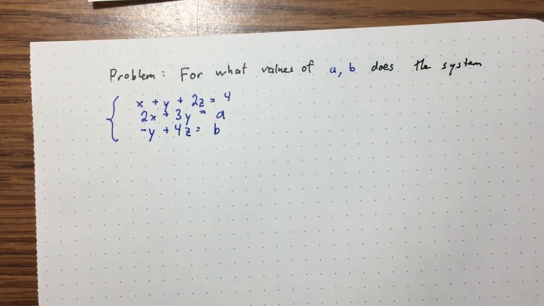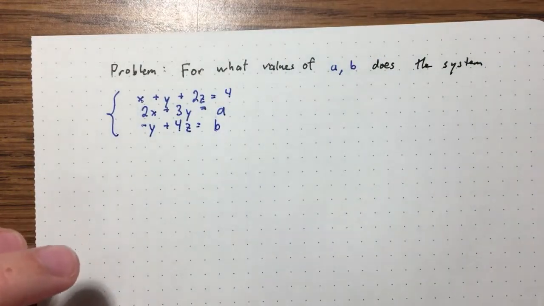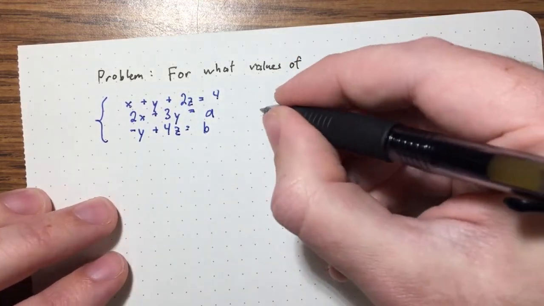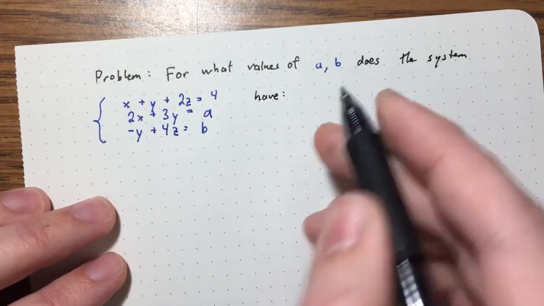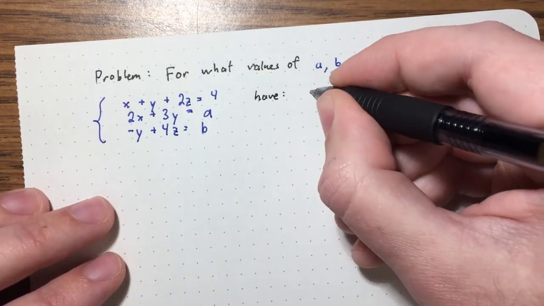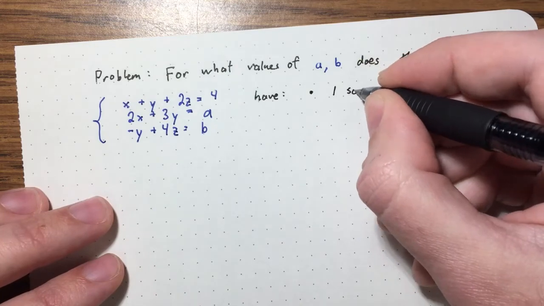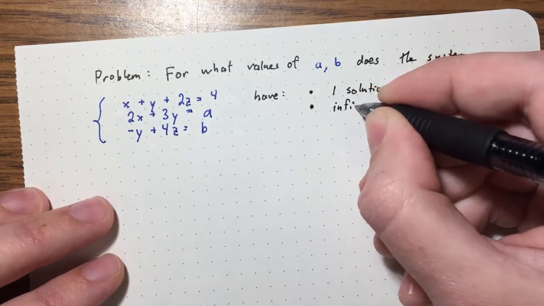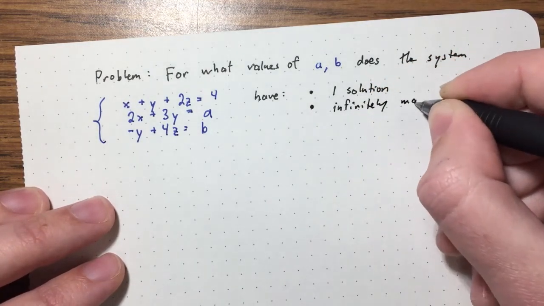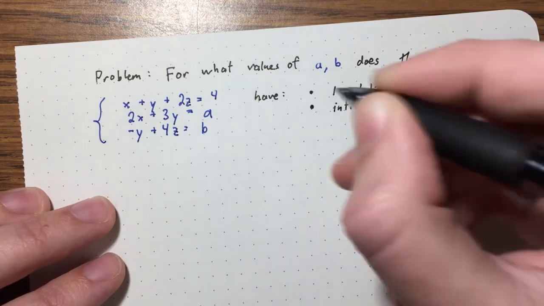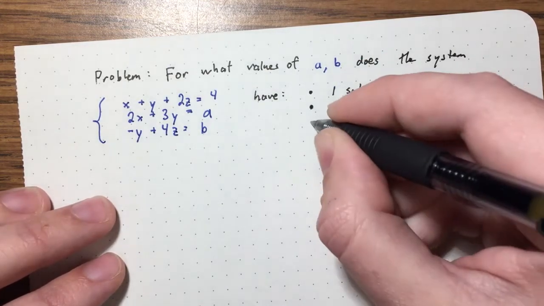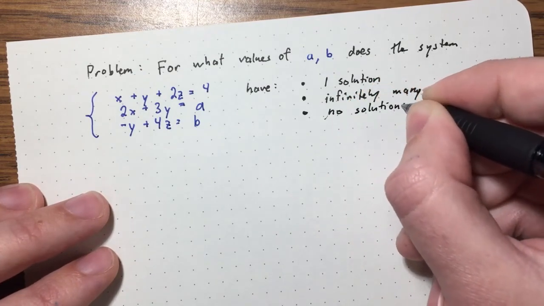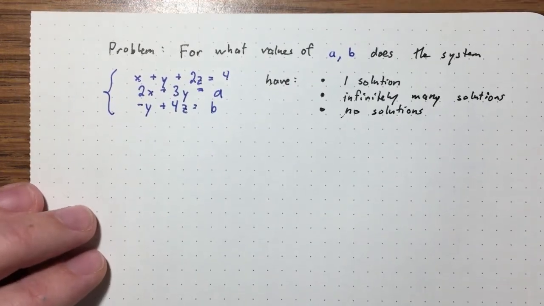This is going to look like a very tough problem at first, but it's actually not, because we can use what we learned today. So for what values of a and b does this system have? You have to tell me all the values of a and b so that this has, first of all, one solution, or infinitely many solutions, or no solutions.